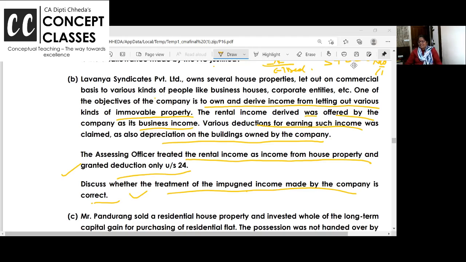Who is correct? Can we tax this as house property income? Or the AO is saying house property and the SSC is saying business head. They've already taken it as business income and they've taken various deductions also. This time the SSC is correct. If your main purpose of giving out on rent is earning rental income and you're doing it as your business, you can show it as business income.